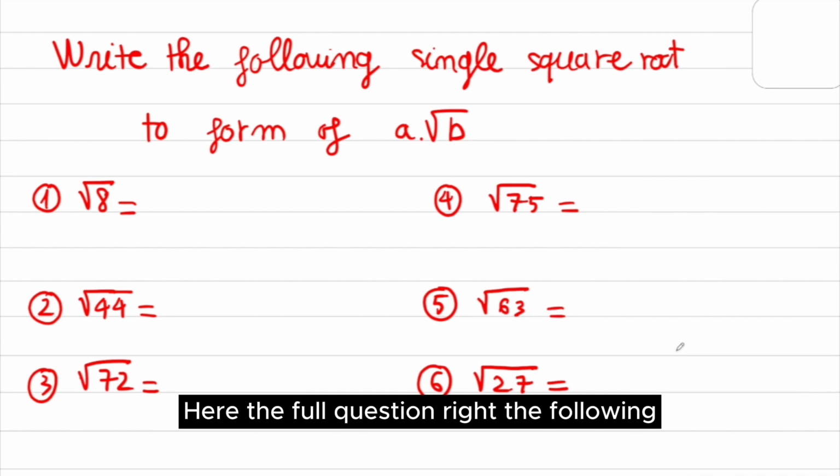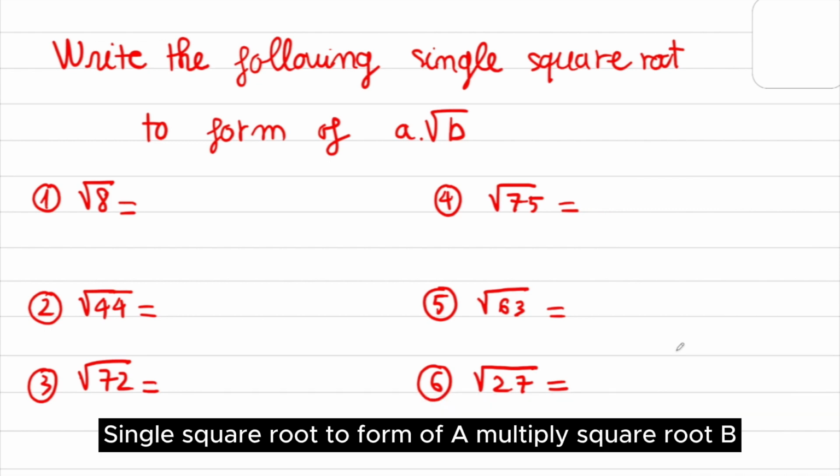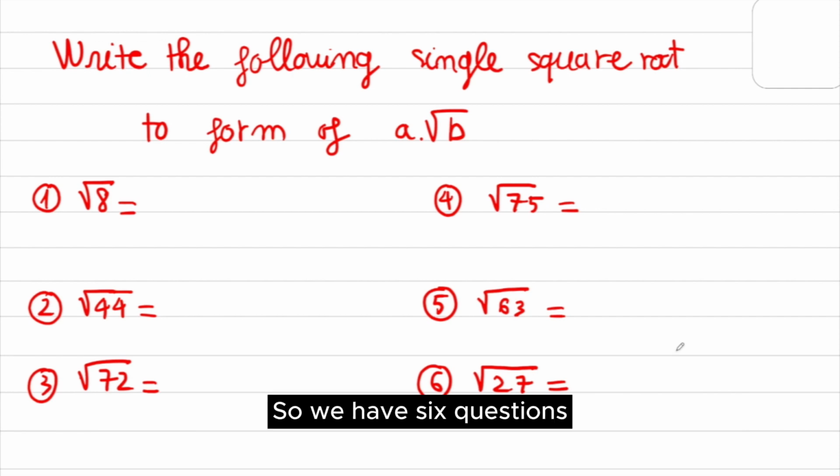Okay, here is the full question. Write the following single square roots in the form a multiplied by square root b. So we have 6 questions following. Question example 1, you got square root of 8.